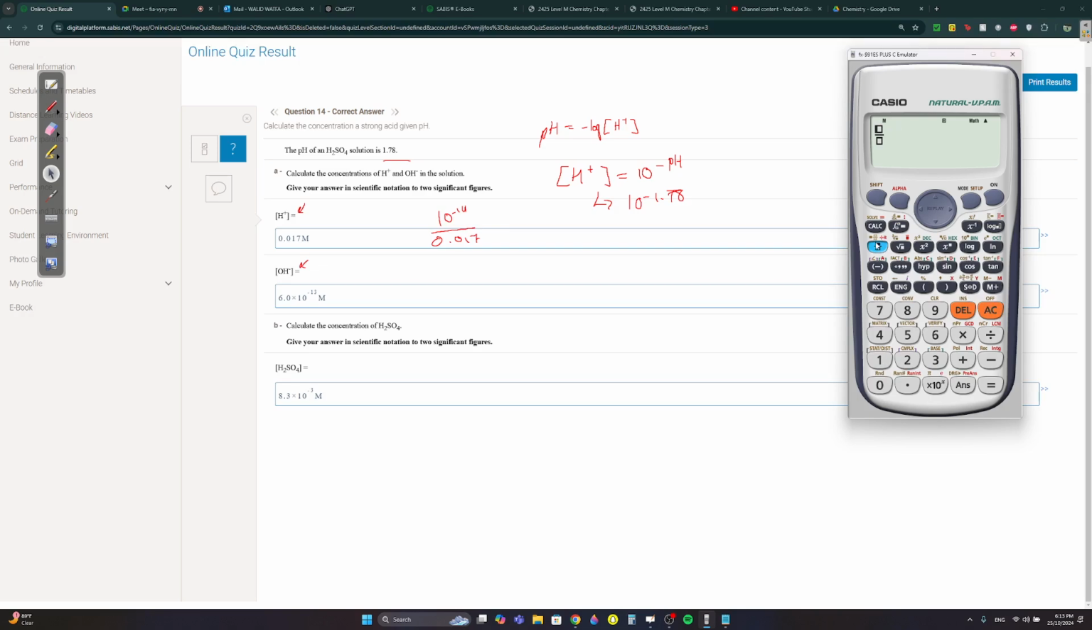Okay, so 10 to the power of minus 14 over... Hold up, let's find this first. 10 to the power of minus 14 over 0.017. You get this, and then you go... What am I doing? Wait. 10 to the power of minus 1.78. Find the H plus again. This was this. Okay, yeah.